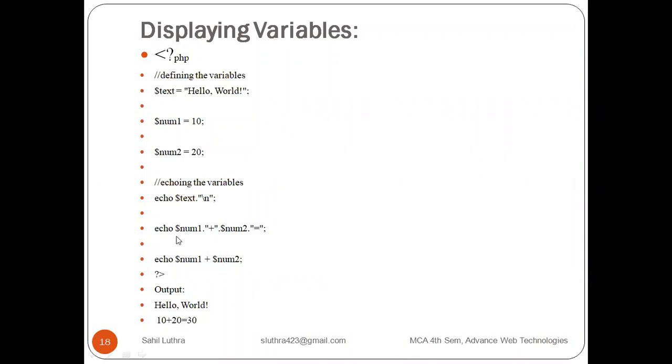After that, the next thing is echo dollar num1 dot plus dollar num2 dot equals to. So this is how you can print the variables in the form 10 plus 20 equals to the result which comes after the addition of these two numbers. At last, echo dollar num1 plus dollar num2, and at the end a semicolon. Then the question mark and greater than sign. So here the PHP will start and here the PHP will be closed.